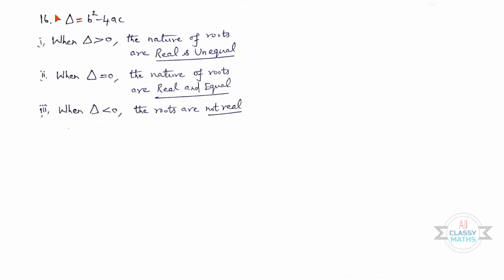Next one, we know delta is equal to b square minus 4ac. So, when delta is greater than 0, the nature of roots are real and unequal. When delta is equal to 0, the nature of roots are real and equal. When delta is lesser than 0, the roots are not real.